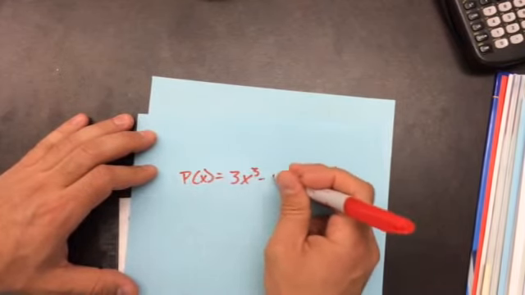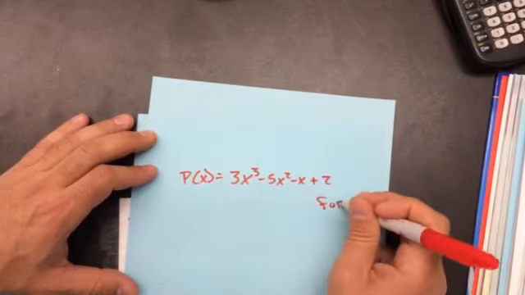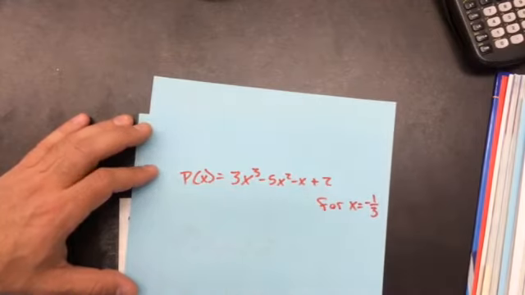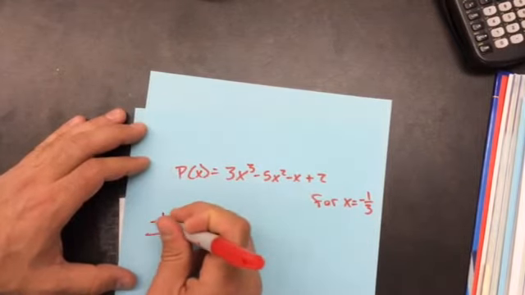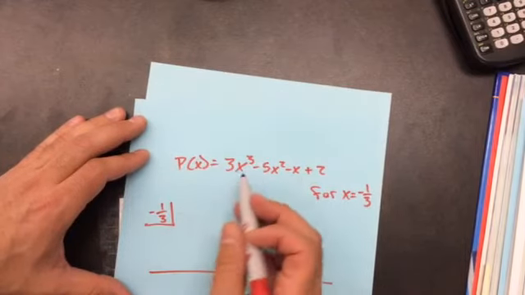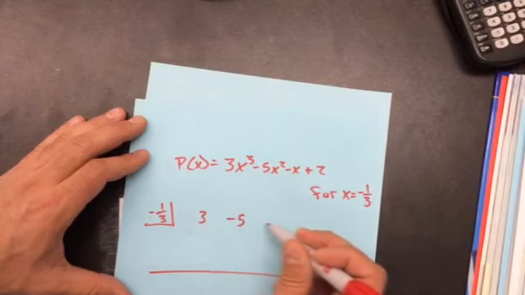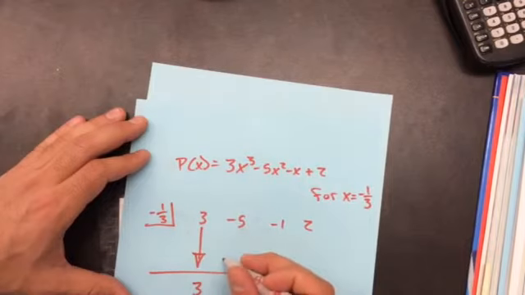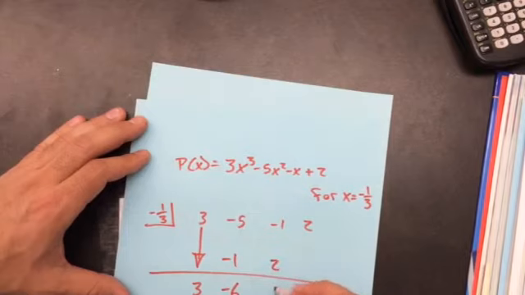They're giving you the function rule, and they say for some value. What that means is you're going to use this value as what you're dividing by. That goes right there. I'm still going to write out all of my coefficients. So 3, 2, 1, 0. I'm not missing anything. 3, -5, -1, 2. First number comes down, and then you multiply, add them together, and then you multiply, add them together.